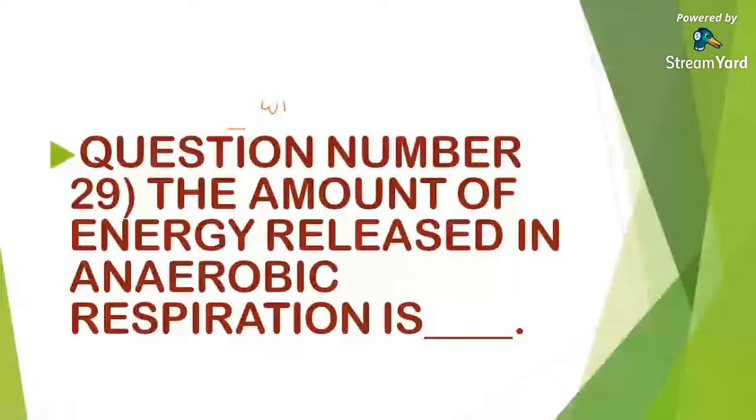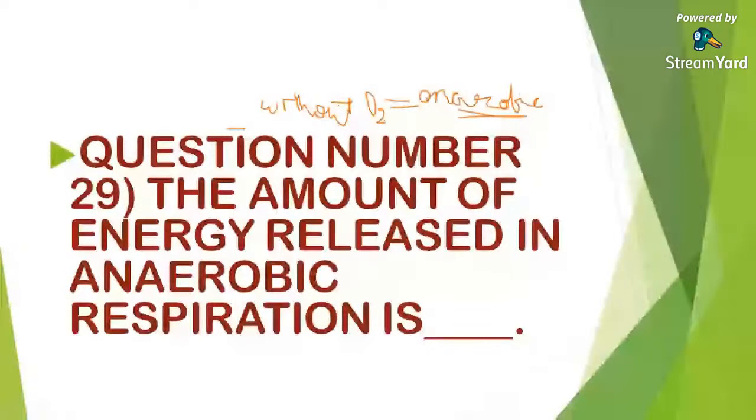On the basis of presence or absence of oxygen, there are two types of respiration: aerobic respiration and anaerobic respiration. Respiration which takes place in the presence of oxygen is called aerobic respiration, and the respiration which takes place in the absence of oxygen is called anaerobic respiration. Clear? So there are many differences between aerobic and anaerobic respiration.